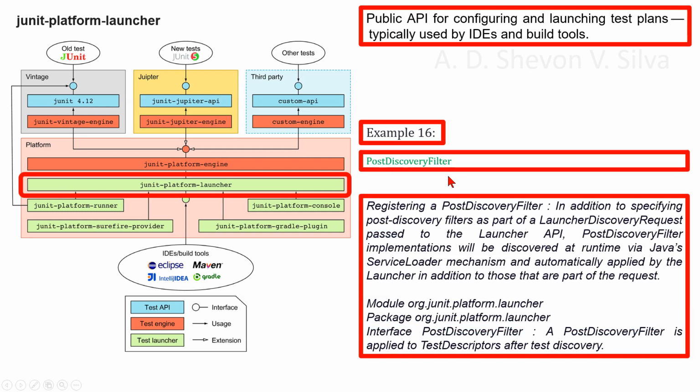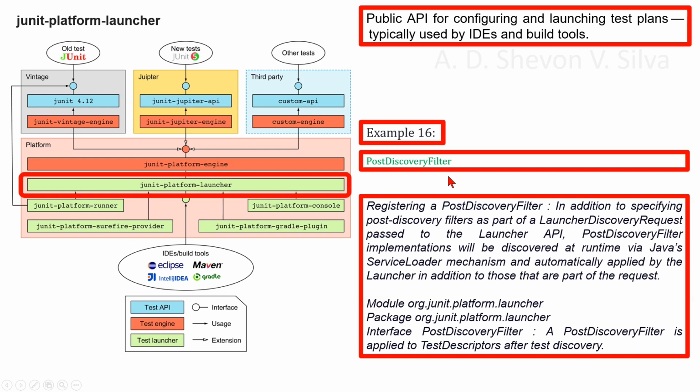In addition to specifying post-discovery filters as part of the LauncherDiscoveryRequest passed to the Launcher API, post-discovery filter implementations will be discovered at runtime via the Java ServiceLoader mechanism and automatically applied by the Launcher in addition to those that are part of the request. The interface PostDiscoveryFilter in package org.junit.platform.launcher, in module org.junit.platform.launcher. A post-discovery filter is applied to test descriptors after test discovery.